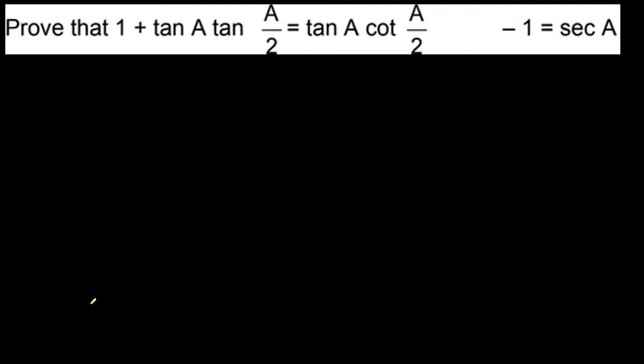So we are going to lecture 2, okay? So it is simply lecture 2. Prove that (1 plus tan a by 2) equals tan a by (cot a by 2 minus 1) equals sec a. Okay, prove this. Is something missing, or is it correct?